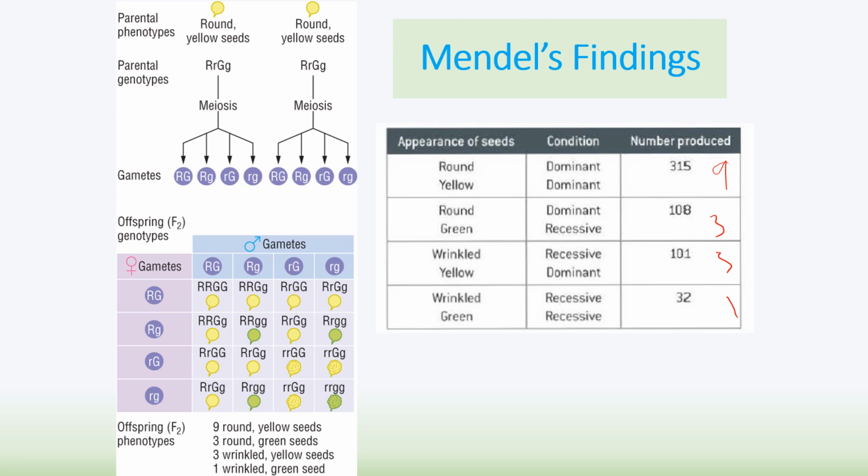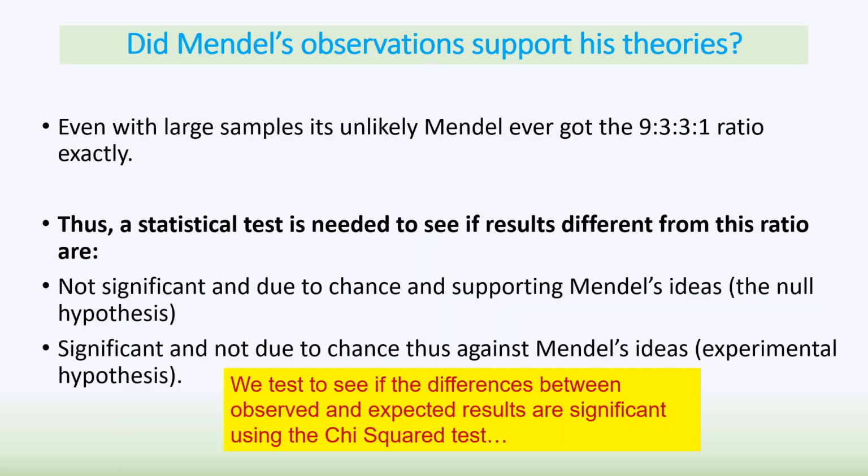Chi-squared is asking, is 315 the number we should be getting? And if it isn't, let's say you should have 318, is that difference significant or not? If it is significant, then we will not accept these findings, and if it isn't significant, we can say that difference may just be due to chance alone. With Mendel's large samples, it's unlikely he ever got this pure 9-to-3-to-3-to-1 ratio. So a statistical test is to see whether that difference from this ratio is significant or not.